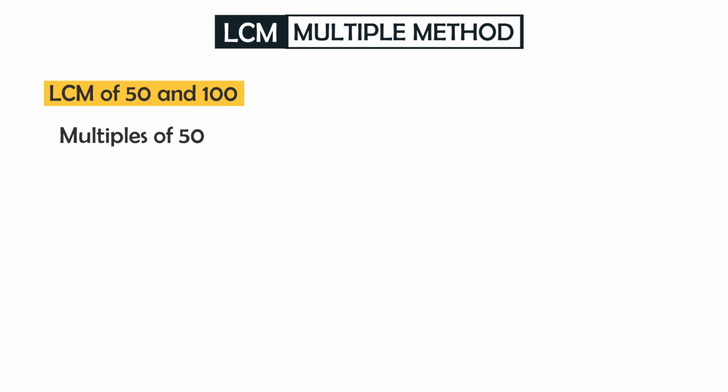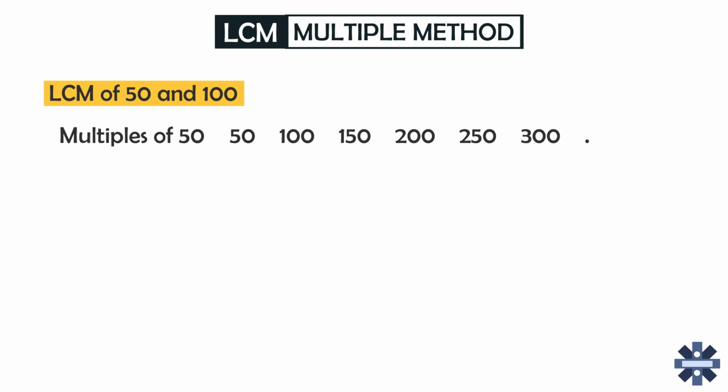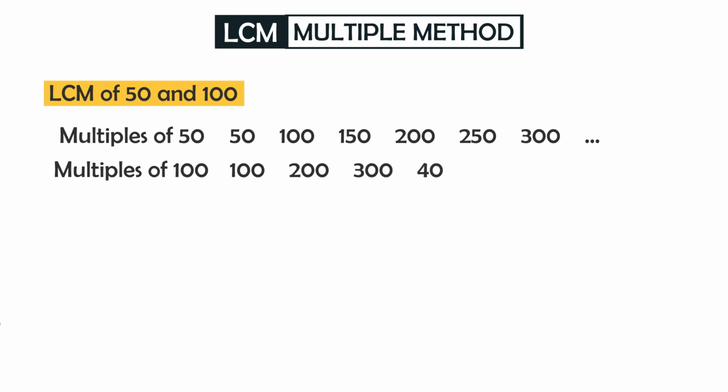What are the multiples of 50? 50, 100, 150, 200, 250, 300 and so on. The multiples of 100? 100, 200, 300, 400, 500, 600 and so on. What are the common multiples? 100, 200, 300 and so on. Among them, 100 is the lowest common multiple. Got it? So LCM of 50 and 100 is 100.